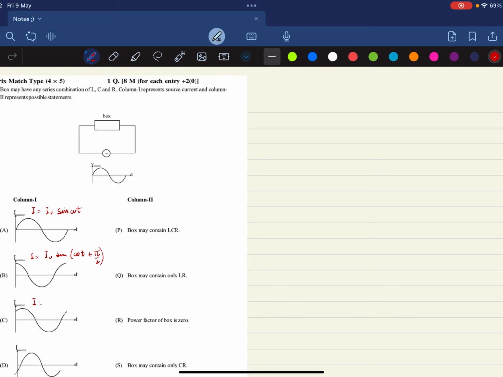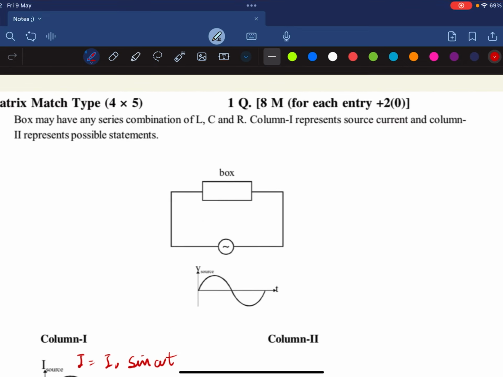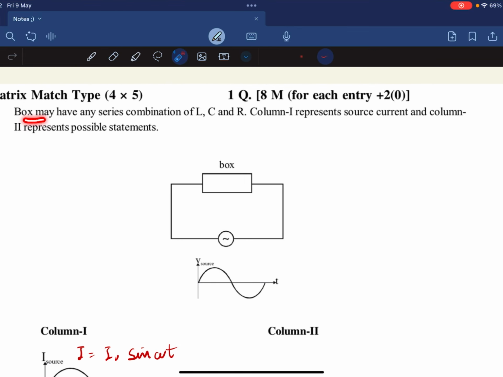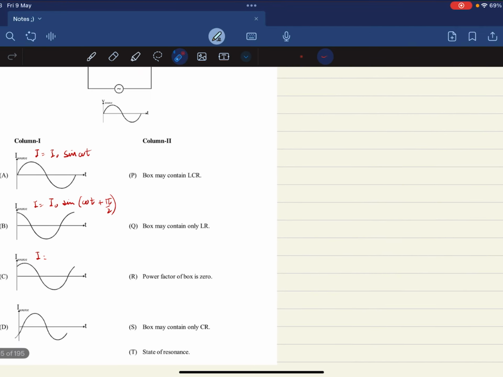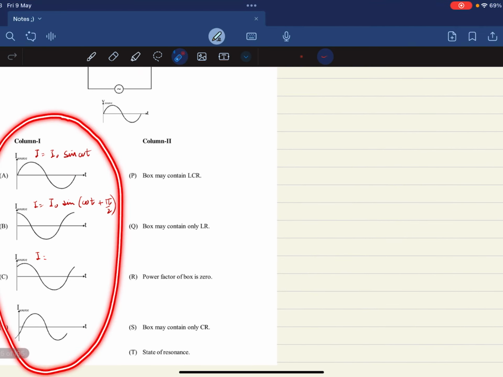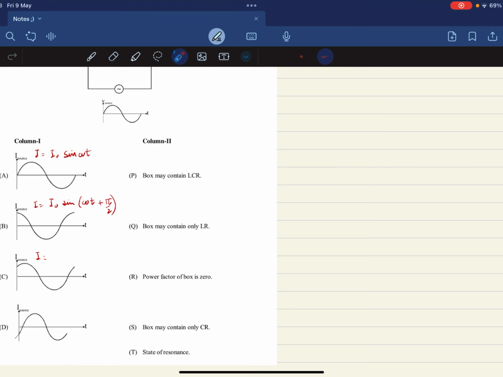Today I have this question. Let's read it. It says that the box may have any series combination of L, C, and R, and column 1 represents source current, and column 2 represents the possible statements. So we have V source as this, and I source after whatever there is in the box, like this, and we have to match this.